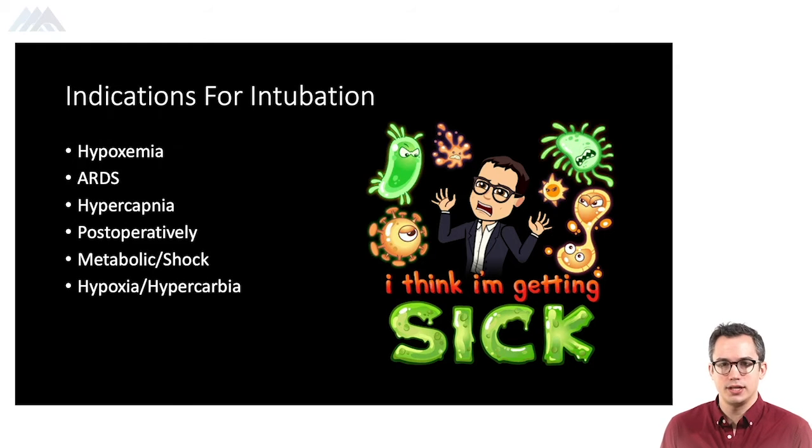Indications for intubation. Our intubated patients have trouble doing one of two things, or even both: oxygenating or ventilating. Common reasons why: sepsis, trauma, even ARDS, pneumonia, asthma. All of these diagnoses can lead to difficulty with oxygenation and ventilation, causing them to be intubated.